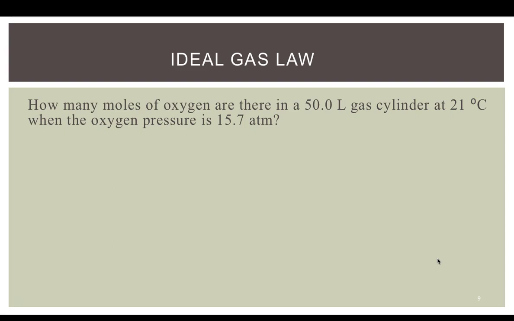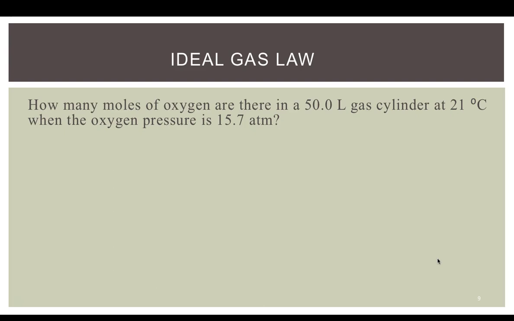So our problems are going to start to get a little bit more complicated because of the way they can be phrased and the number of variables that we're using, which are going to grow. So I'm going to show you a system, and we've used it before, of organizing our paragraph form questions and turning them into simpler variables. So let's read through this. It says, how many moles of oxygen are there in 50 liters of a gas cylinder at 21 degrees Celsius when the oxygen pressure is 15.7 atmospheres?